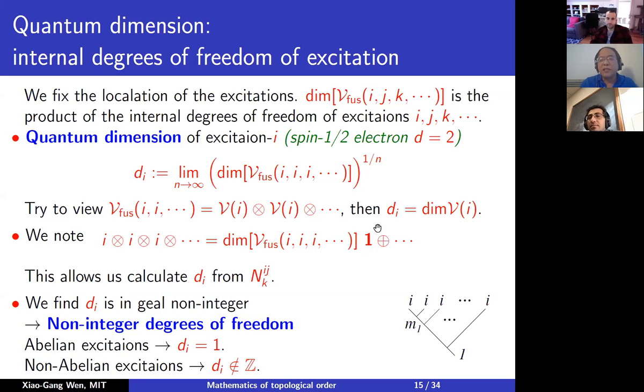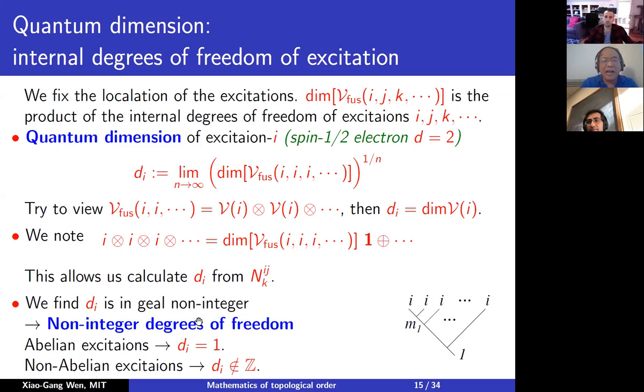The number of a trivial particle, this degeneracy of a trivial particle, basically means the degeneracy of ground states. So this coefficient in front of this trivial particle is this degeneracy. Once we know the fusion rule, we can compute that, and we can compute this quantum dimension. What is amazing is that the quantum dimension is, in general, non-integer.